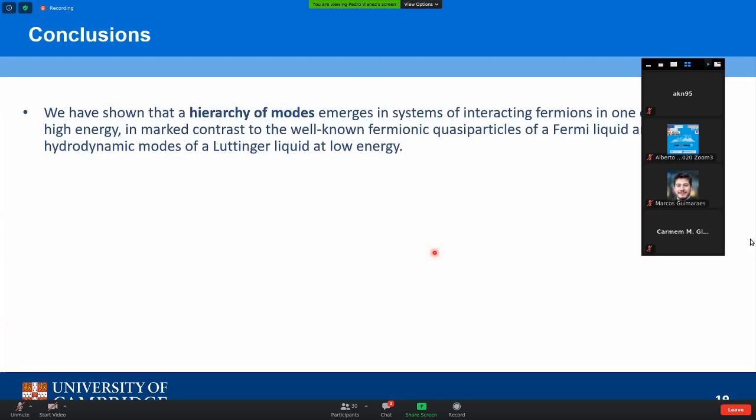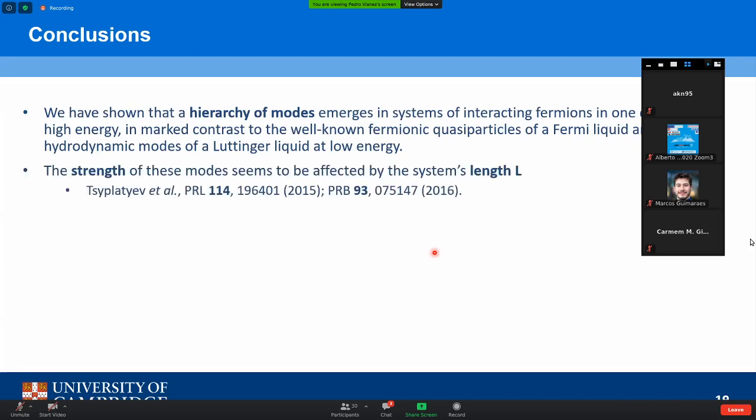So just to conclude, we've shown that a hierarchy of modes emerges in a system of interacting fermions in one dimension at high energies. This is in clear contrast to what is predicted both by the Fermi liquid and by the linear Luttinger liquid model. This is consistent with the model proposed by Tsyplyatyev, the hierarchy of modes picture, where these modes should emerge as a function of system length.